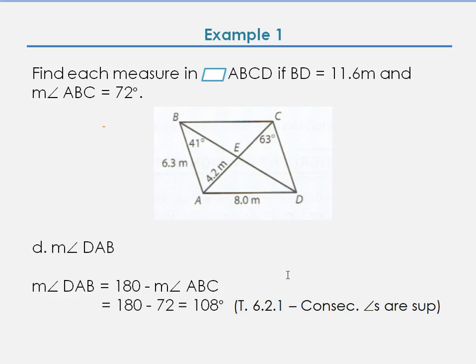Oh, and we have one other thing to solve, an angle measure. So the measure of DAB. The measure of DAB is equal to 180 minus the measure of angle ABC.